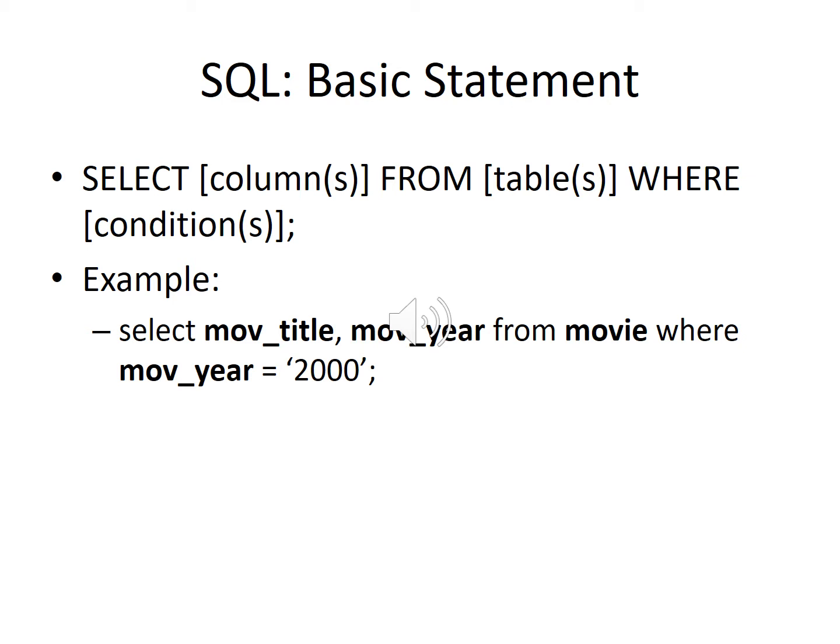So, for example, you want to select from a database about movies. You want to select movie title, which is one column, and then movie year from the movie table, where the movie year equals 2000. So this will basically select all movie titles, and it will also indicate their year from that table, for the movies that were created in the year 2000.